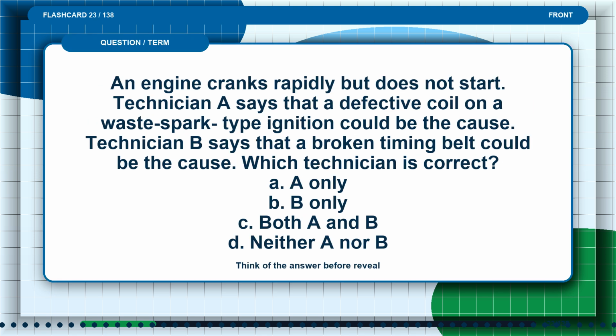Flashcard 23. An engine cranks rapidly but does not start. Technician A says that a defective coil on a waste spark type ignition could be the cause. Technician B says that a broken timing belt could be the cause. Which technician is correct? A only, B only, C both A and B, D neither A nor B. Pause and think of the answer before the reveal.